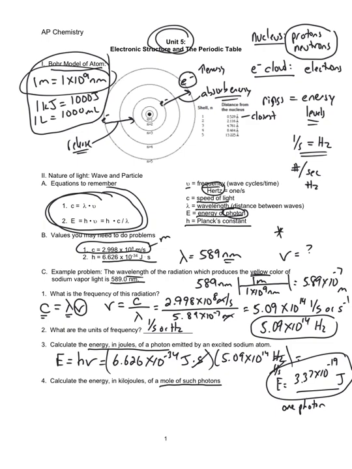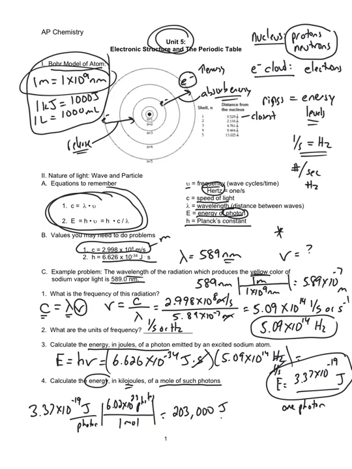So if I want to know the energy in kilojoules for a mole of photons, I now just have to multiply this. So this is joules per photon. Well, if I want to get this into joules per mole, there are Avogadro's numbers of photons in 1 mole. Just like taking number of atoms and converting it to moles. So I'm going to multiply this by Avogadro's number. And this gives me 203,000 joules per mole.